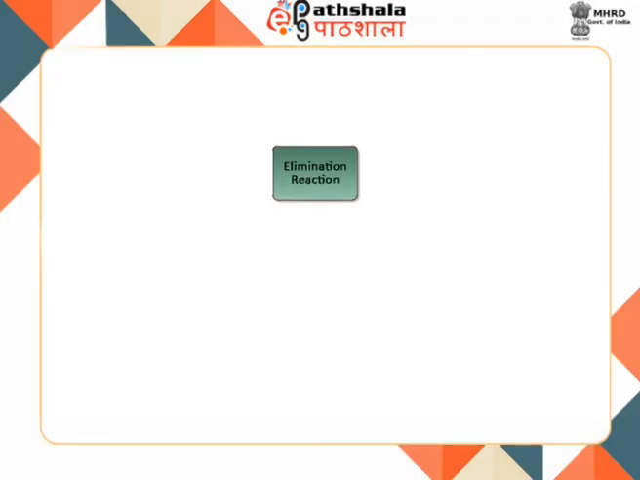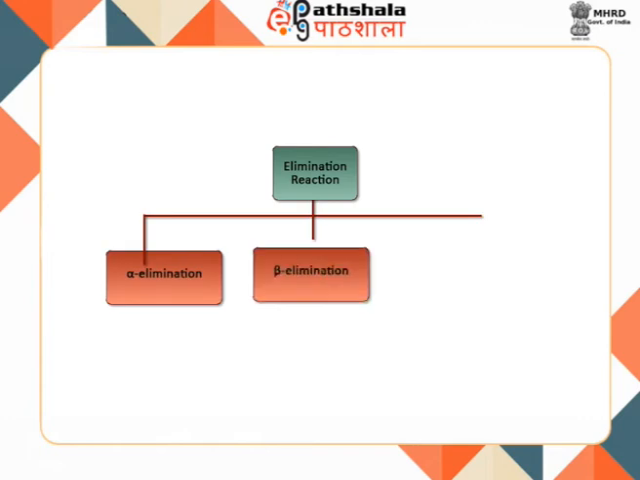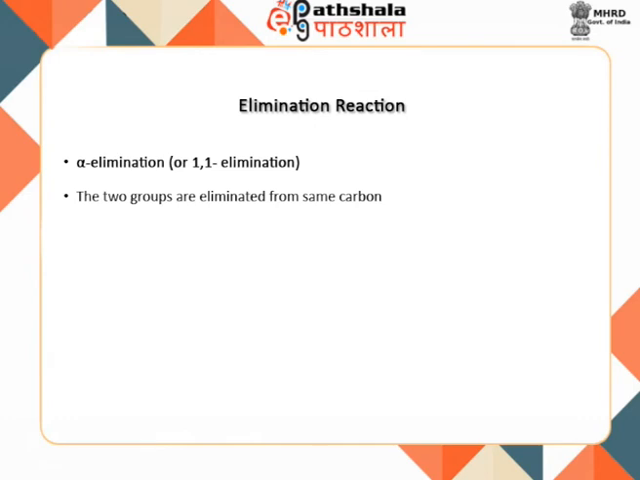In elimination reactions, two atoms or groups attached to the carbon atom or atoms of the substrate molecule are eliminated. There are three types of elimination reactions, namely alpha, beta, and gamma eliminations. Let us see an example of each. Alpha elimination, also known as 1,1 elimination, is the reaction in which two groups are eliminated from the same carbon. Example: formation of carbene or nitrene.